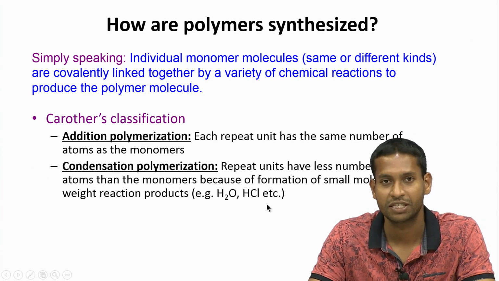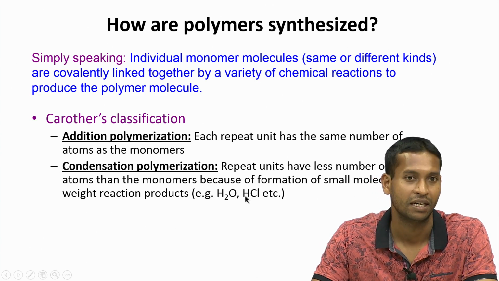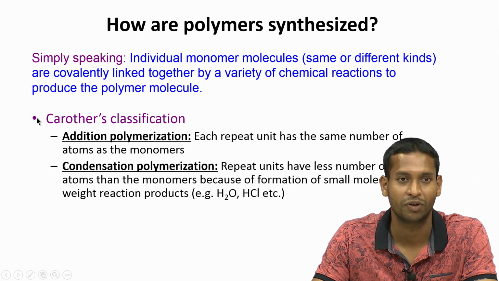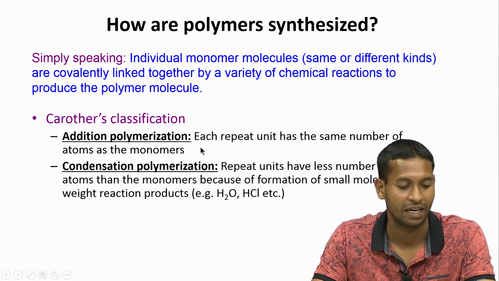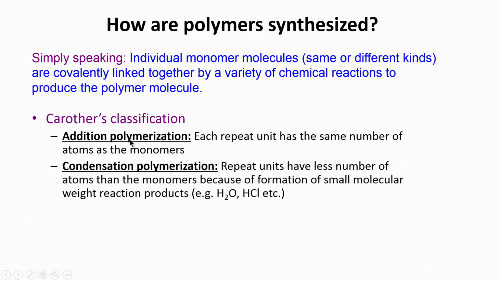There are various classifications by which polymers are synthesized. A traditional classification known in the literature is the Carothers classification, which is subdivided into two types of polymerization: addition and condensation. In addition polymerization, each repeat unit has the same number of atoms as the monomers, so they add without releasing any other molecule that is not part of the polymer. However, in condensation polymerization, the polymer has fewer atoms than the individual monomers, because the reactions typically involve the release of water or acid or something else as a reaction product.